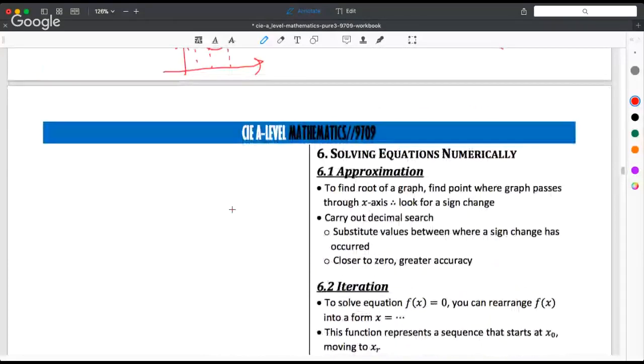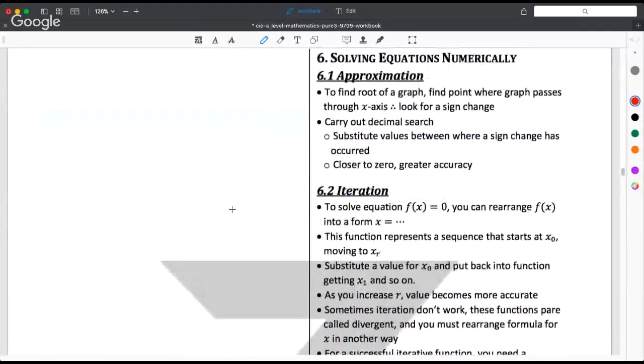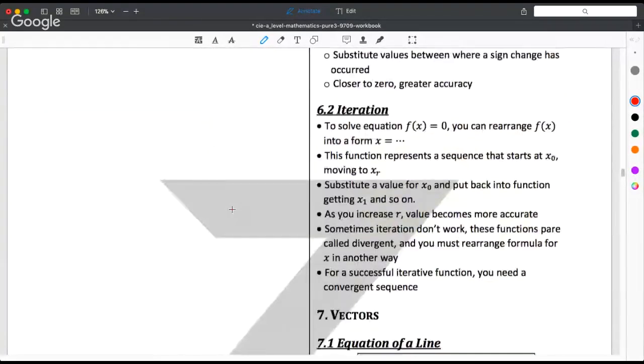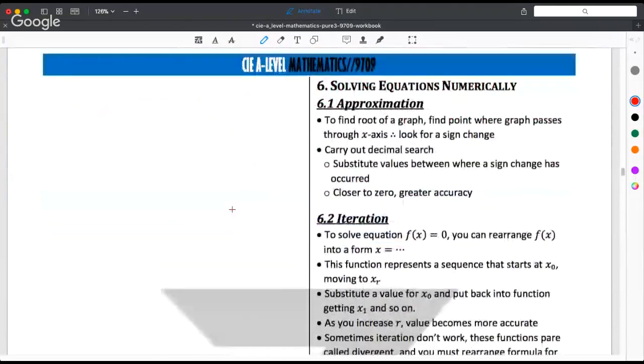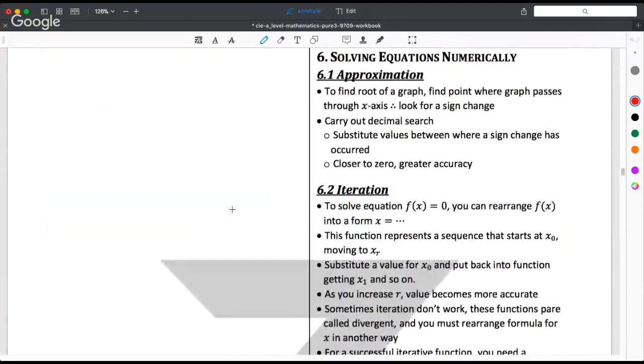Right, so solving equations numerically. I should get through this really quickly because it's really tiny. We just did the trapezium rule, which is one way of integrating things numerically. If we want to actually solve equations numerically, what do we mean by that?